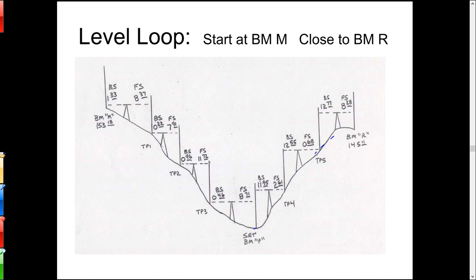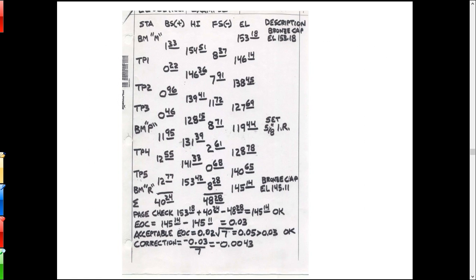And the data that I'd get from that survey is shown on page 332. So the picture's on 331, the actual data's on 332.